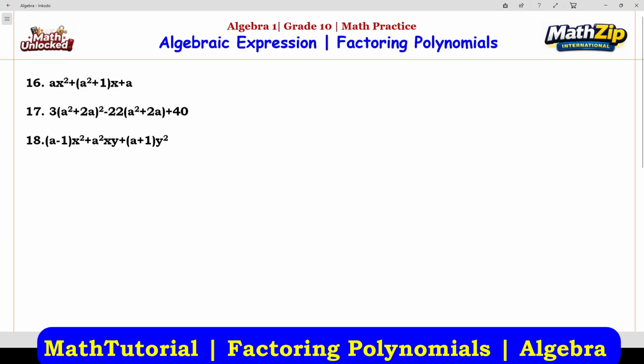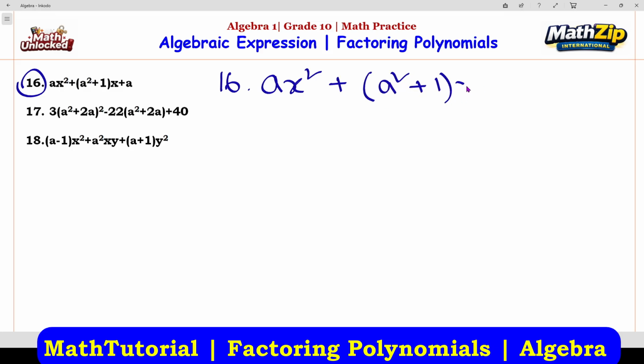Algebraic expression, factoring polynomials. Question 16. a² plus a²x plus x plus a. So first we have to segregate this one. It means expand: a² plus a²x. Once we multiply a²x, and here is a 1 times x is x, and plus a.